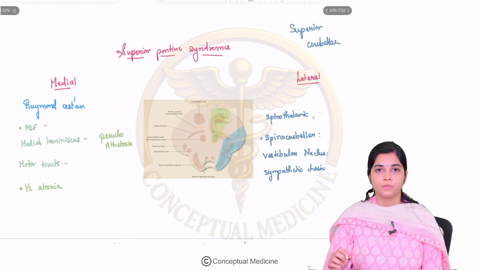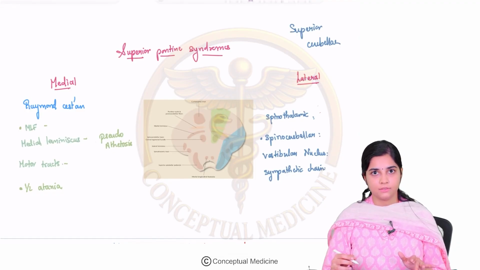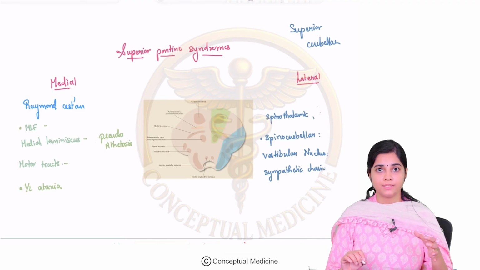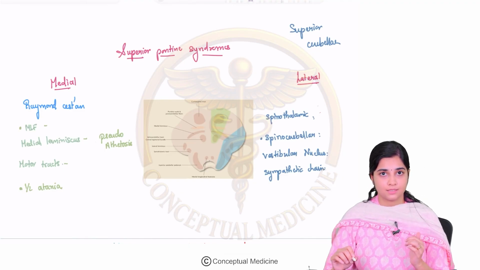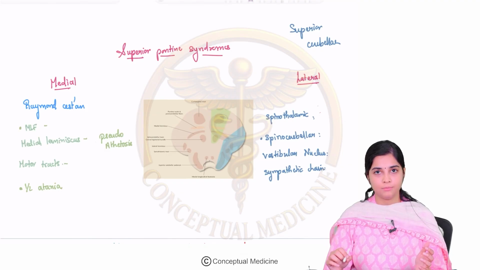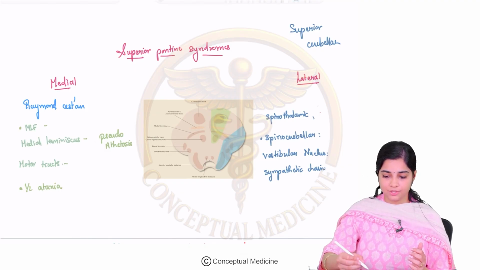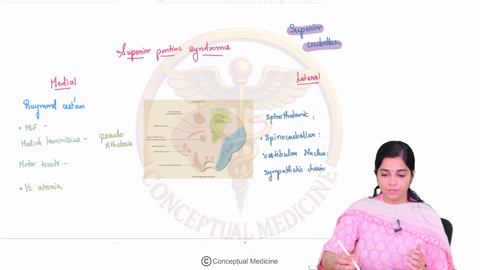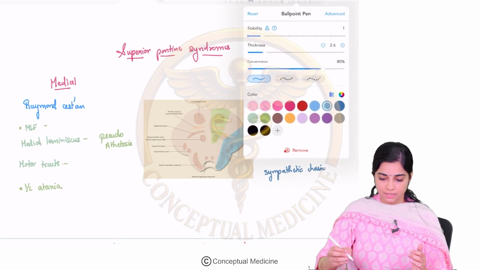So now let us move on to superior pontine syndromes. In the superior aspect of the Pons, you can have a medial pontine syndrome, which is called Raymond-Sestan syndrome, and you have a lateral pontine syndrome. The artery which is involved is your superior cerebellar artery.